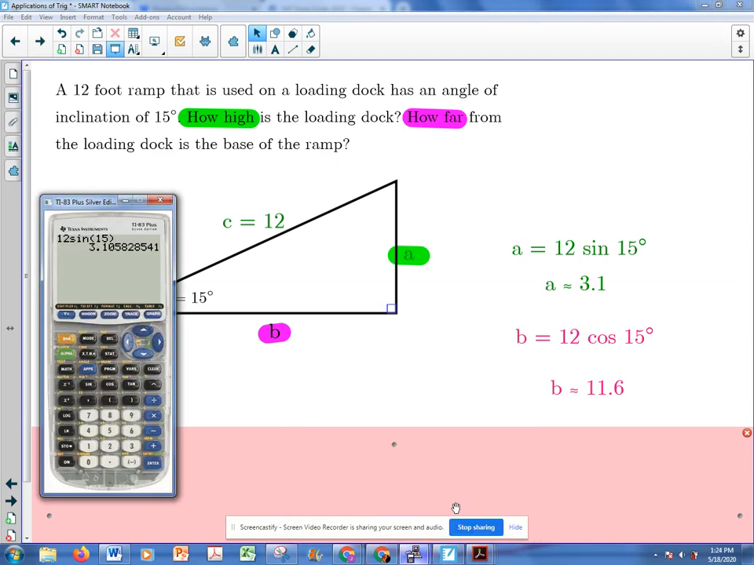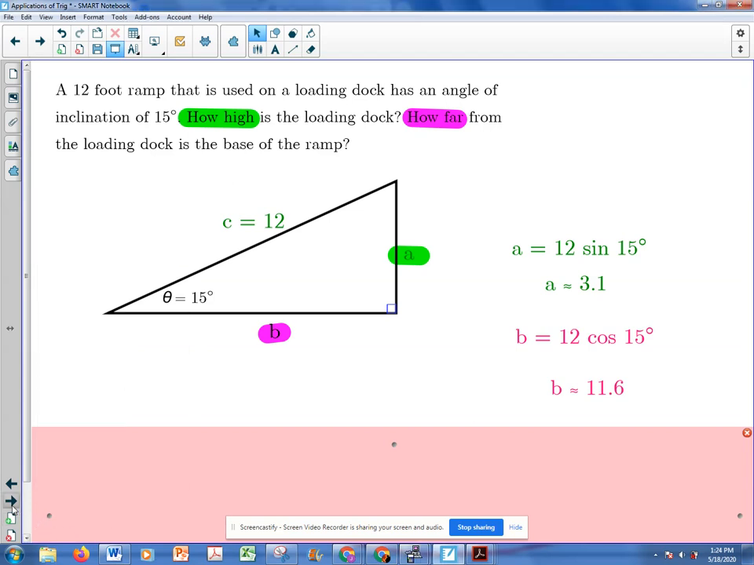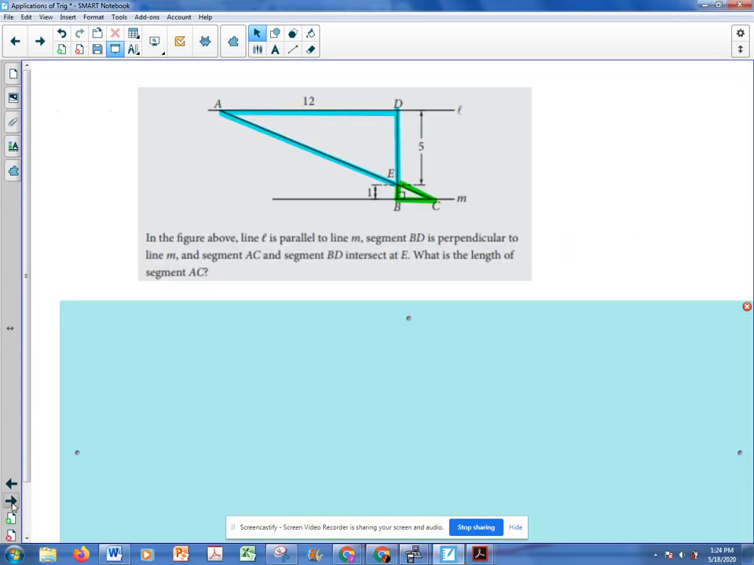Let's see, what is it a little bit more precisely? 12 cosine 15 is 11.59, which I rounded to 11.6. Okay. Is that it, or is there one more? I think there might be one more. Oh, there is one more. Oh, it's the SAT problem. Okay. Do a couple more of these later.